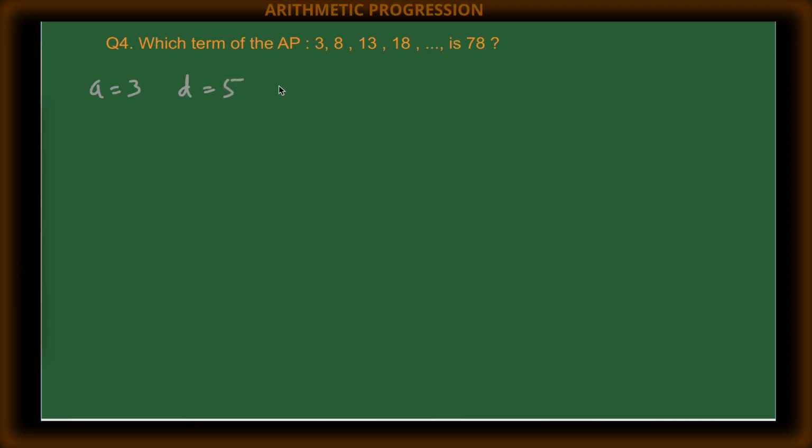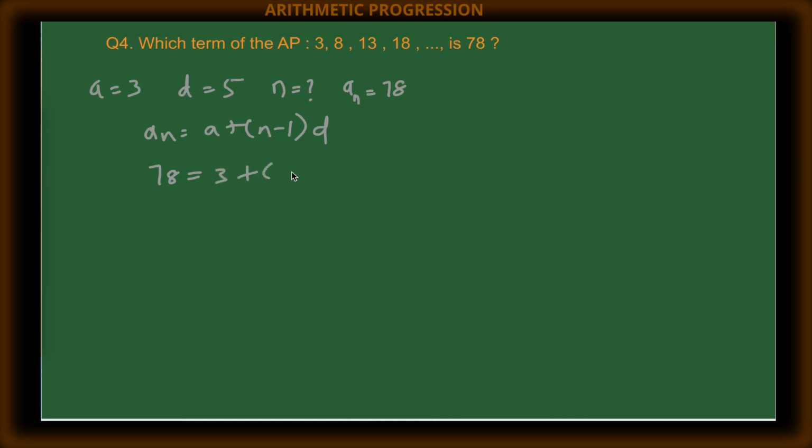Okay, do I have the value of n? No, that is the question here. It says which term of the AP is 78, so we have the value of an. This term's value we have, but on which term does it belong? So n is the one which we need to find. We can use the formula an is equal to a plus n minus 1 into d. What is an? An is 78. Let's replace and solve it.